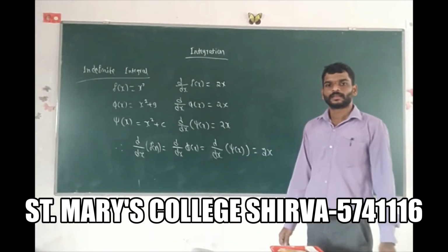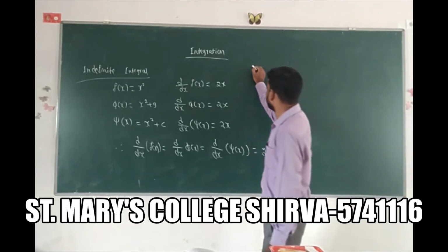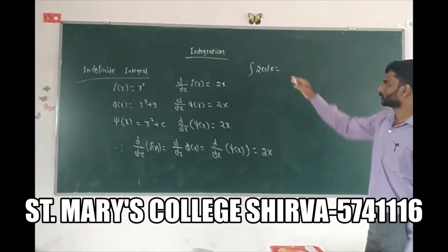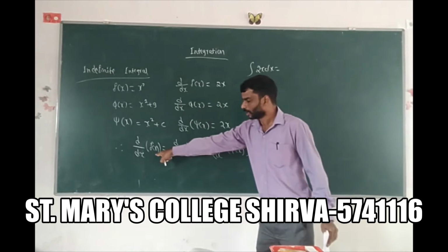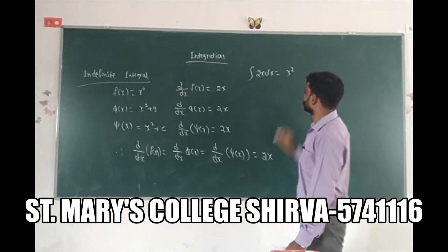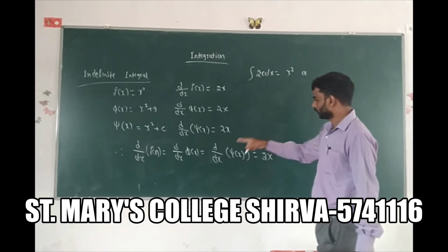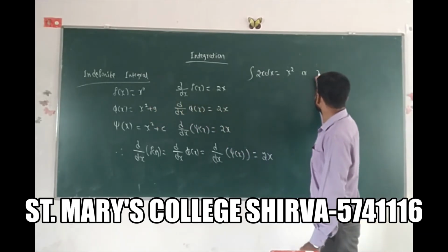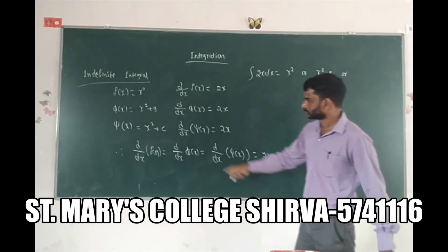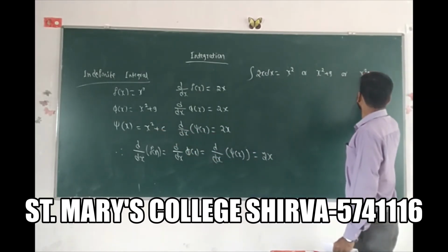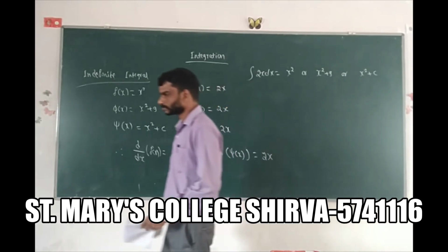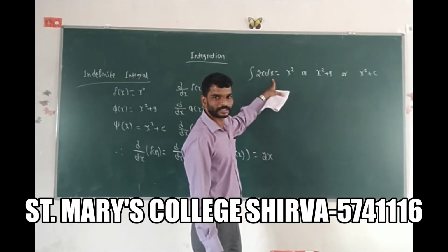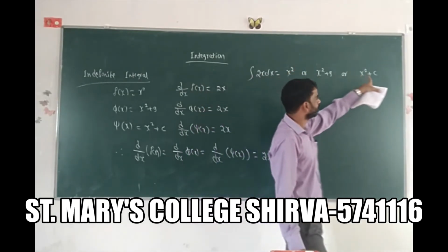Now we can write an integral. What is integration? Integration is the inverse of differentiation. So we can write integration of 2x dx equal to either f of x, which is x square, or phi of x, which is x square plus 9, or x square plus c. So we can write the integration of 2x dx as either x square, or x square plus 9, or x square plus c.